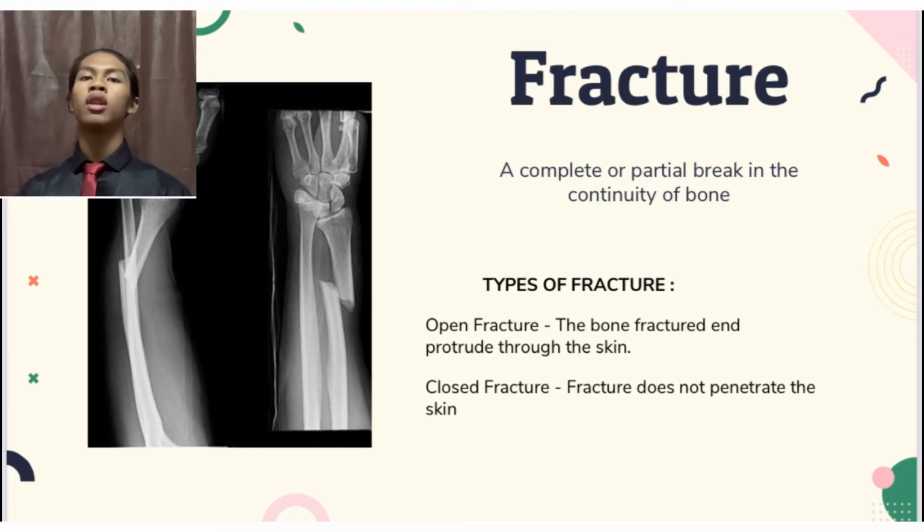So, for the definition of bone fracture, it is a complete or partial break in the continuity of the bone. There are two types of bone fracture: closed fracture and open fracture. A closed fracture is when the fracture does not penetrate through the skin, while an open fracture is when the bone fractures and protrudes through the skin, which means the bone penetrates through the skin.